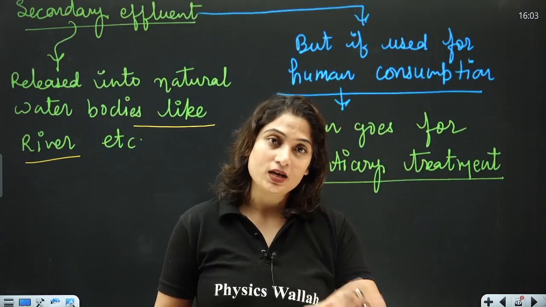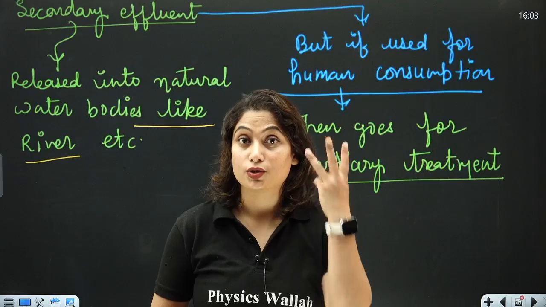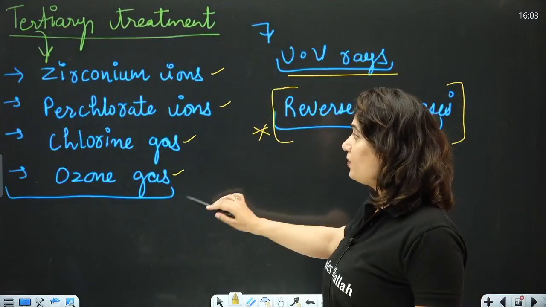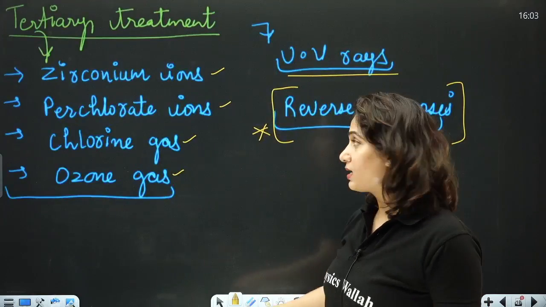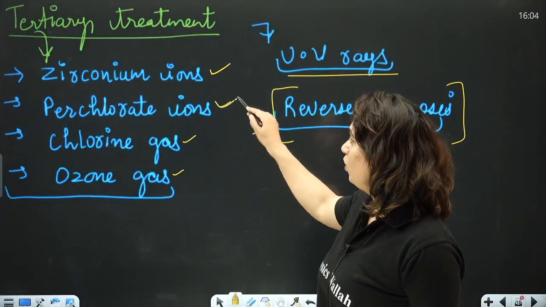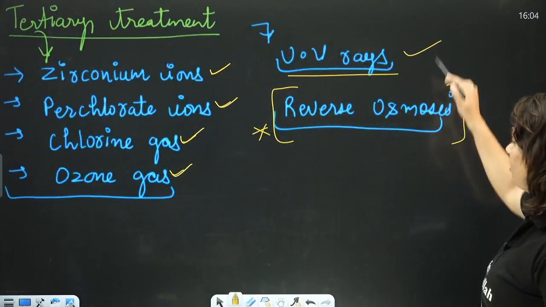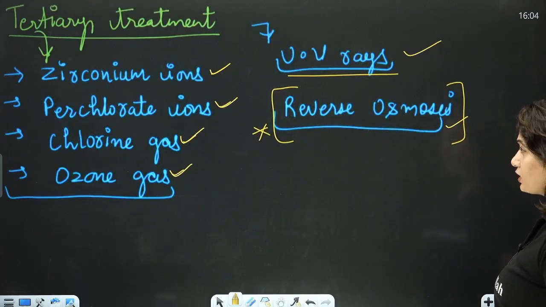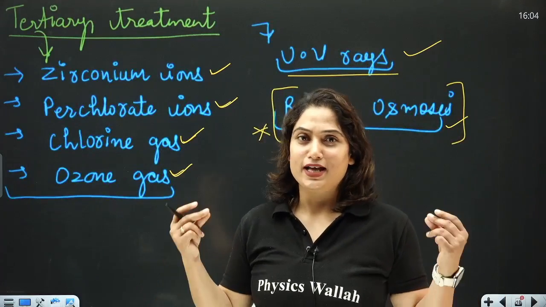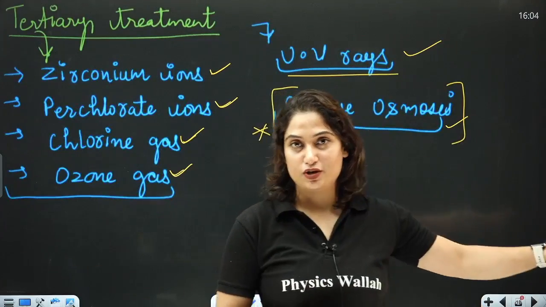So if it is for human consumption, then the secondary effluent has to undergo the third treatment, that is tertiary treatment. In tertiary treatment, we use certain chemicals like zirconium ions, perchlorate ions, chlorine gas, ozone gas, UV rays, and the technique of reverse osmosis, and then finally the water gets ready for human consumption. So this is the whole sewage treatment.